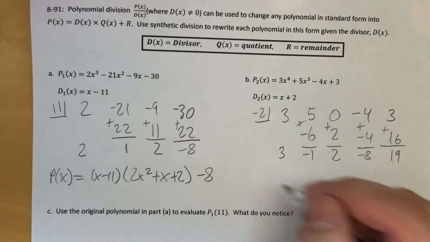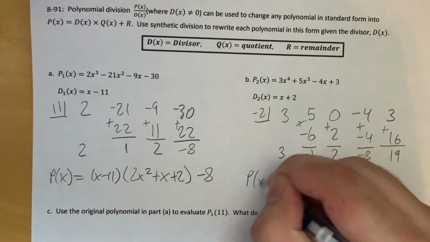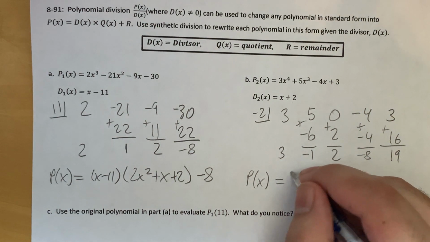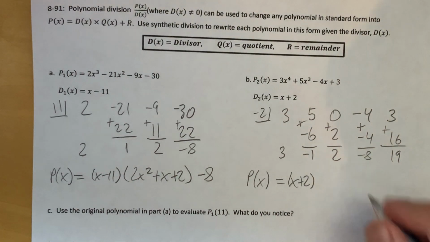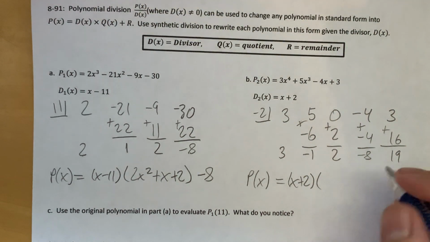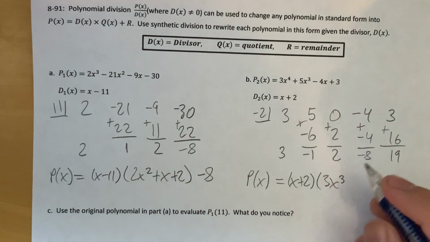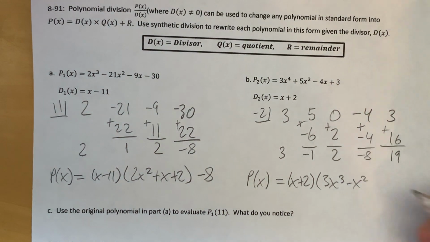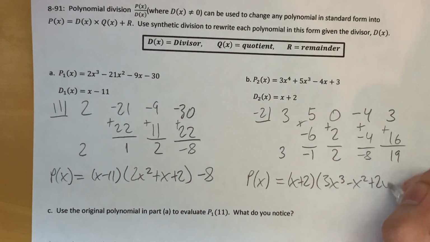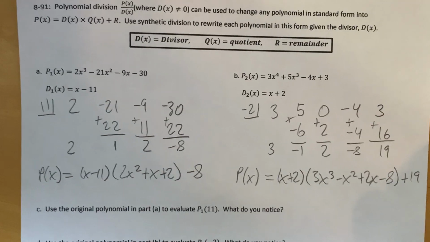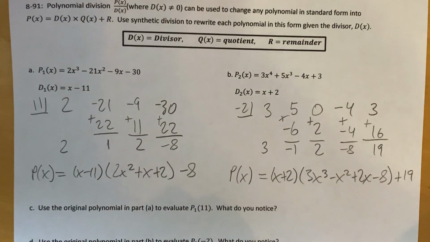So how do we put it into standard form? Hopefully you guys already know, screaming at me at the top of your lungs. (x plus 2) times 3x cubed, because it's x to the 4th. We have only brought it down one more level. Minus x squared plus 2x minus 8. And then we add 19 at the end. And that's how you put it into standard form.